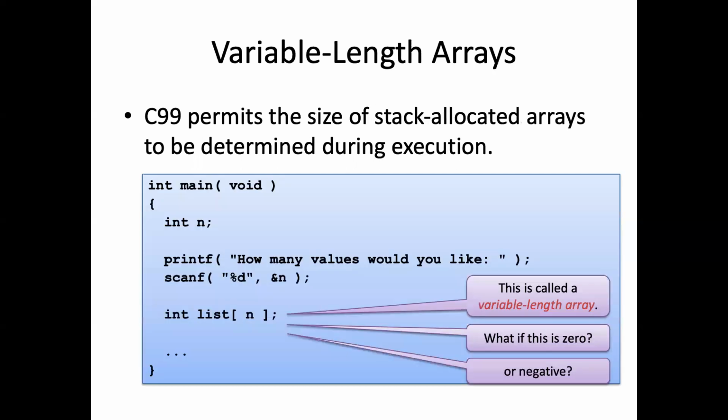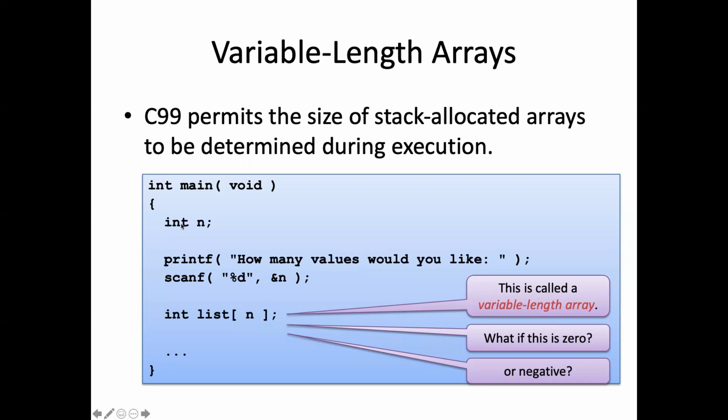But this isn't true with local variables. In C99, they made it, and so this has been around for a while, they made it so that you can have what are called variable sized or variable length arrays. And that's where the size of the array is determined by a variable, or in general, an expression. And here's an example of doing that.